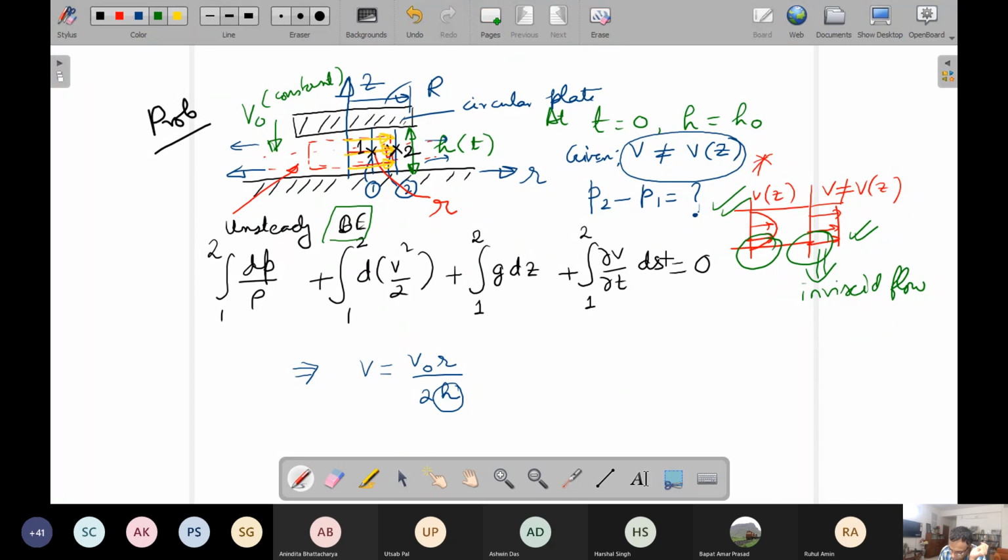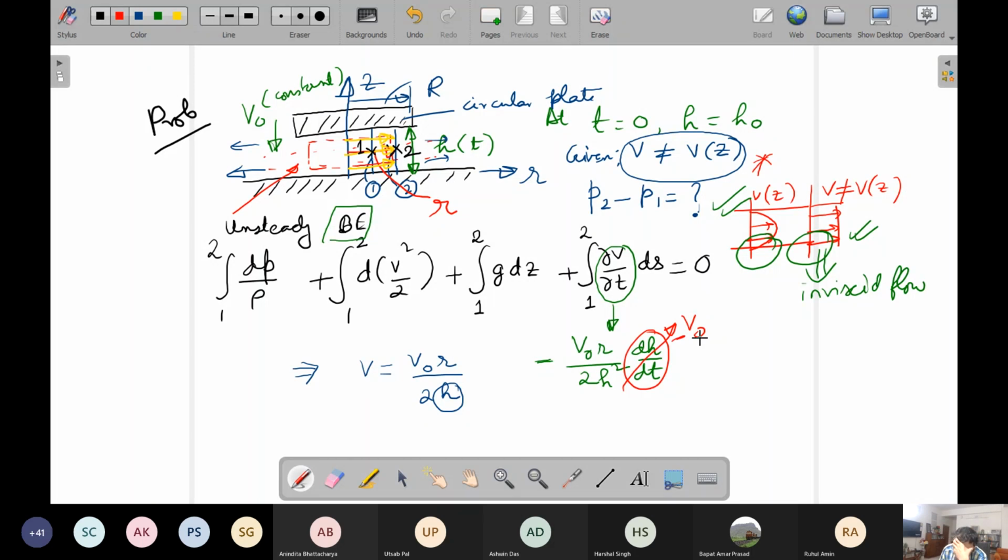All the terms are more or less straightforward except this one. This is also straightforward, but we have to do a partial derivative. So the partial derivative of v with respect to time, v0 r by 2 into 1 by h, becomes minus 1 by h square into dh dt, since h is a function of time. And what is dh dt? dh dt is equal to minus v0, because as the plate is coming down, h is decreasing, so dh dt is negative.